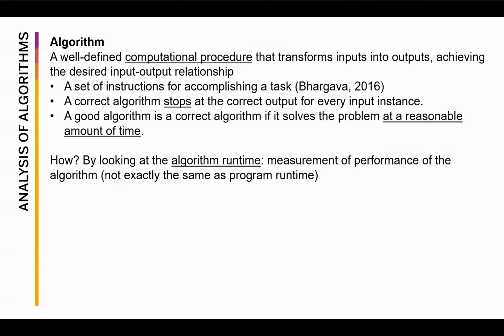Okay, so an algorithm, again, is a well-defined computational procedure which transforms our computational problem, our inputs, into the desired outputs. The goal here is to achieve our desired output, and that's the task that we are looking for when we want to make these instructions. A correct algorithm stops at the correct output for every input instance. But there's another criterion when we talk about a good algorithm. A good algorithm should be a correct algorithm, but it also solves a problem in a reasonable amount of time.